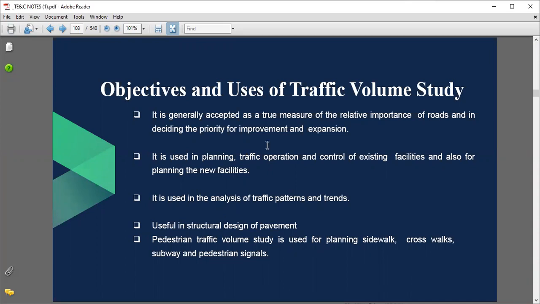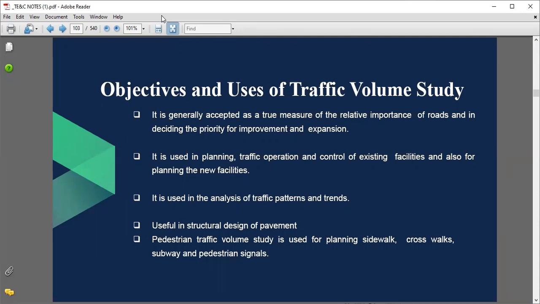Useful in structural design of pavement. Okay, so what is the traffic volume count? Based on this traffic volume count, whatever the load is coming on that road structure, the road construction or design of pavement depends upon the traffic volume study only. Based on this traffic volume study we can go for the structural design of the pavement, so it should be a rigid pavement or a flexible pavement. Likewise, we can decide from this traffic volume study.